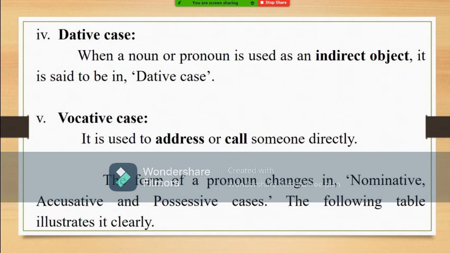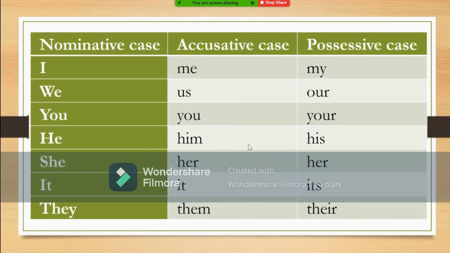The first 3 types, that is nominative case, accusative case and possessive case. As far as these cases are concerned, the pronouns will have 3 different forms. For example, in nominative case, first person singular will be I, and when it is in the accusative case, it will be me. In possessive case, my. You have to keep it in your mind. When it is in subject, it must be in nominative case. When it is in the position of an object, it must be in accusative case. And if it is used to show some ownership or possession, then you have to use possessive case, that is mine. Here, first person singular, possessive case is mine.